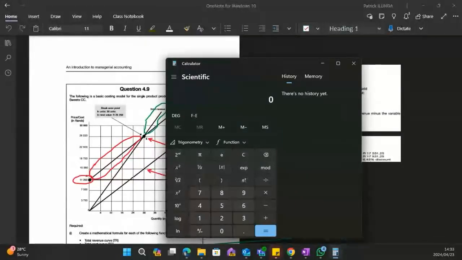Screen number 2, right? So that will be the best way. Yeah, can you now see my calculator?